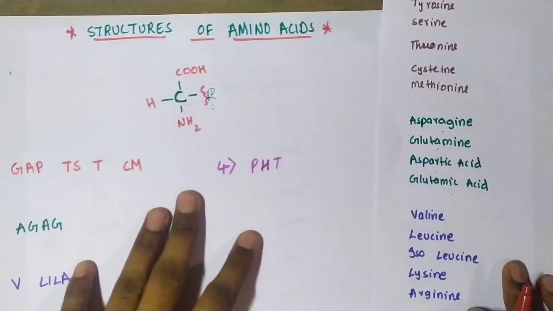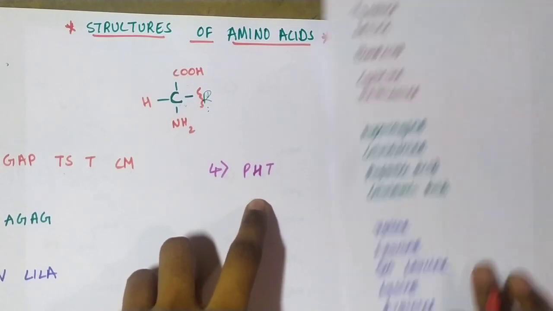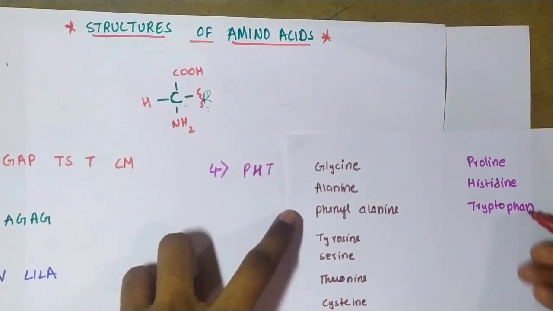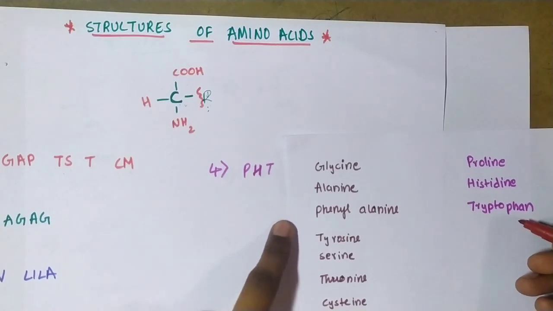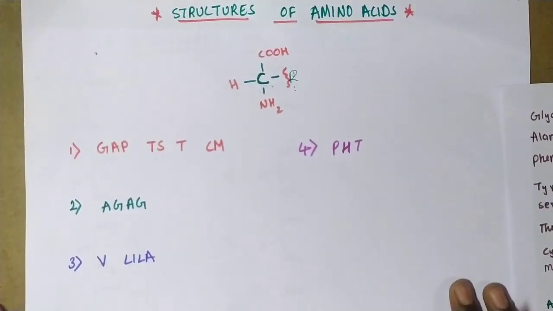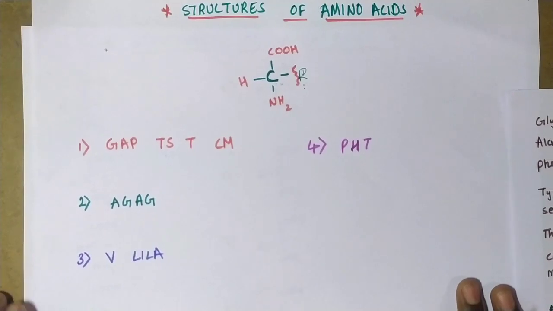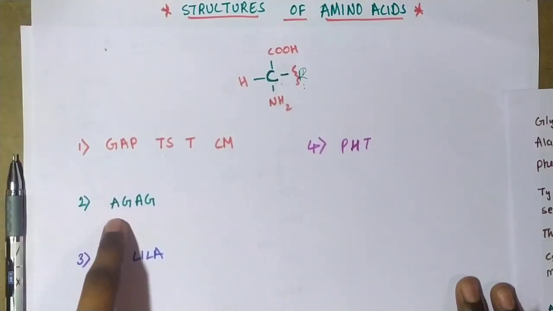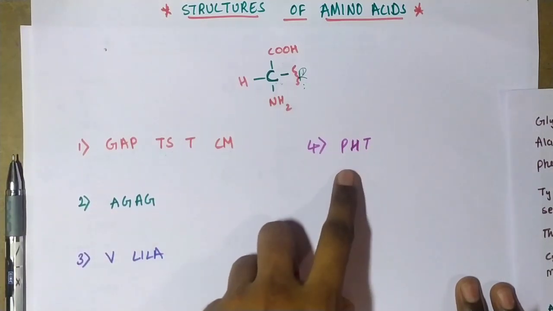So our fourth sentence is PHT. So here P stands for proline, H stands for histidine and T stands for tryptophan. So these are our 4 sentences containing a total of 20 amino acids. That is GAP TS T CM. Second sentence is AG AG, third sentence is V LILA and fourth one is PHT.